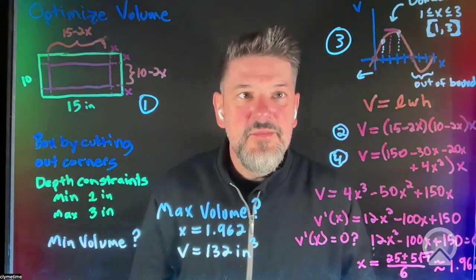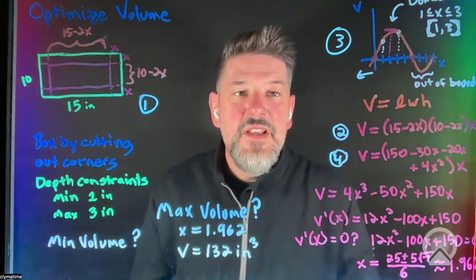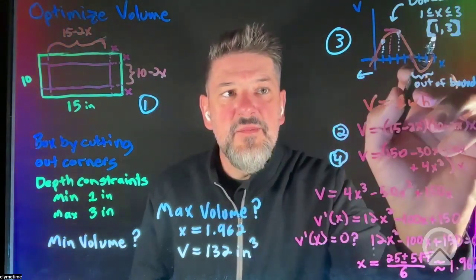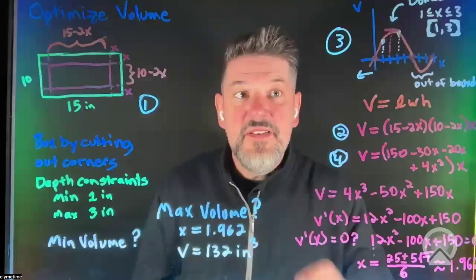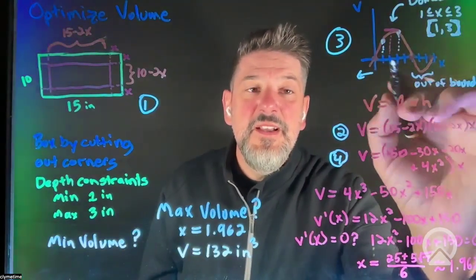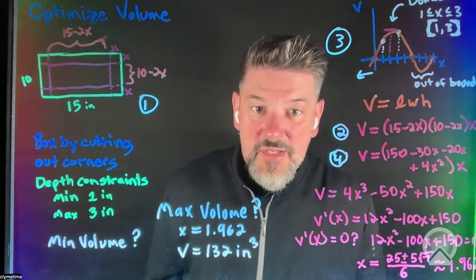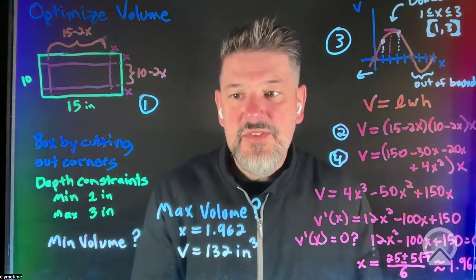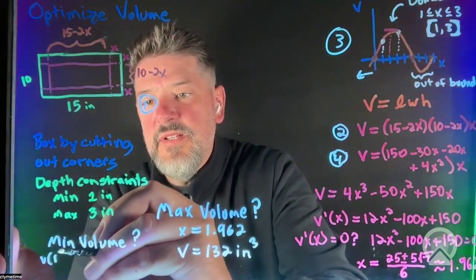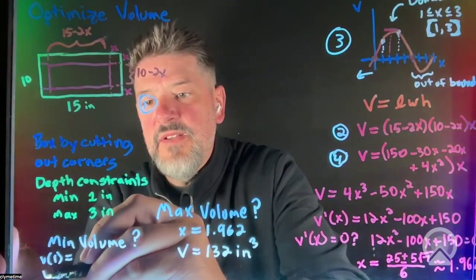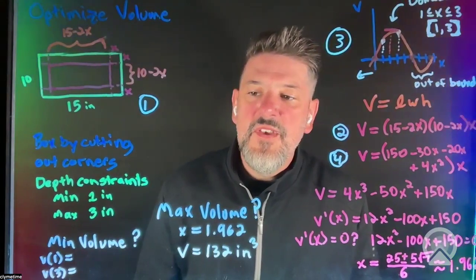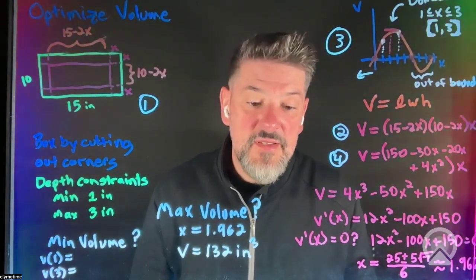But they did put in those constraints of 1 and 3, and they say you have to have a minimum depth of 1, so x has to be at least 1, and x can't be any bigger than 3. Based on that, what's the minimum volume? Based on my little sketch here, it looks like it's 1. But you wouldn't know that unless you actually plugged in. You should figure out what V of 1 is, and what V of 3 is. You have to find those values, and once you find them, you choose the one that is the biggest.